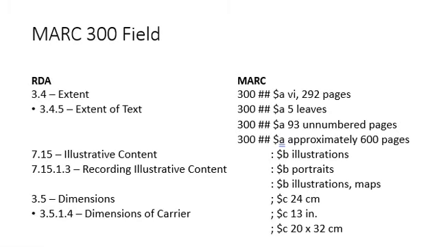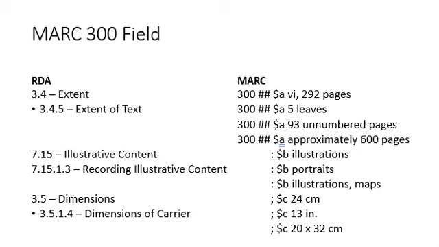RDA 3.4 for extent tells us to record an extent of the manifestation by giving the number of units and the type of unit. It also tells us to use a term from an approved list of carrier types in RDA 3.3.1.3. For books, which are considered unmediated because we can experience them directly with the use of our senses of sight or touch, there is a limited number of carrier types in that list, and none of them is pages, which we are used to seeing in a bibliographic description.